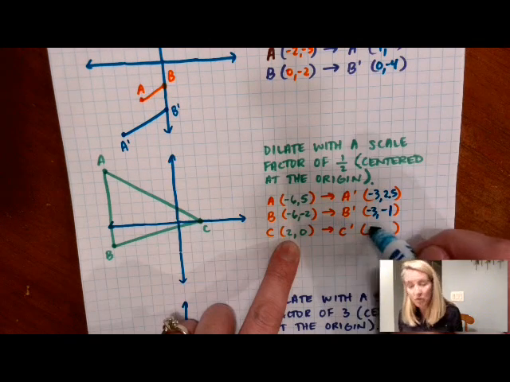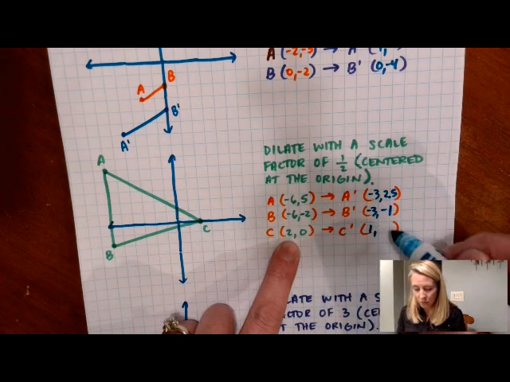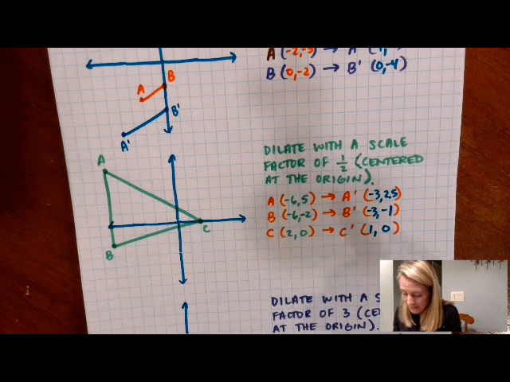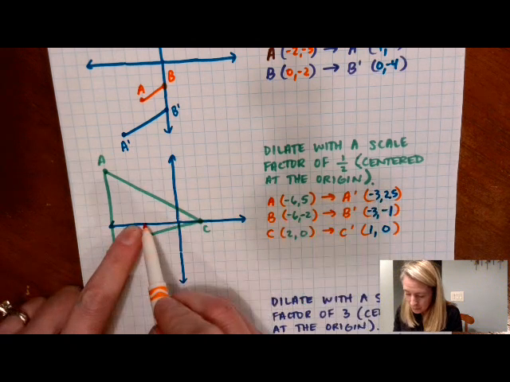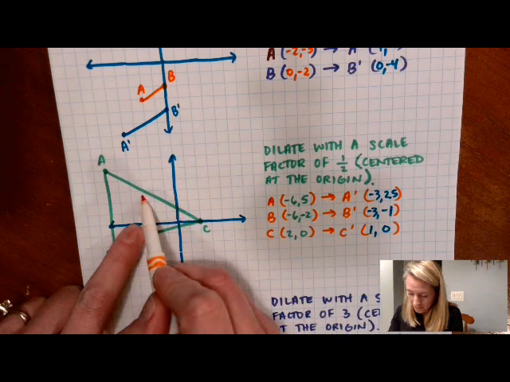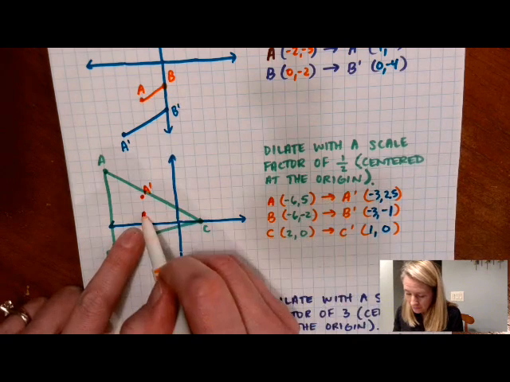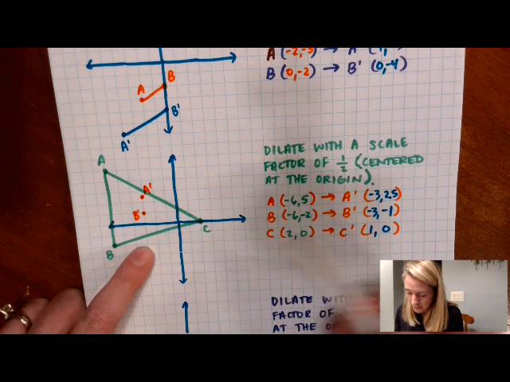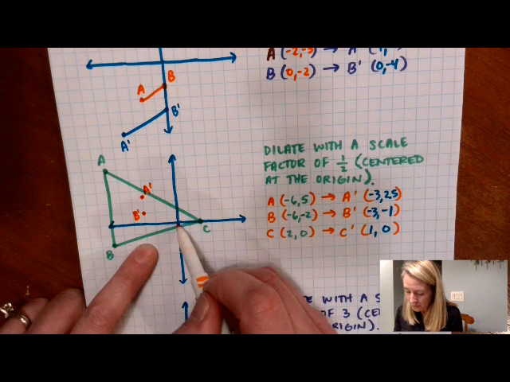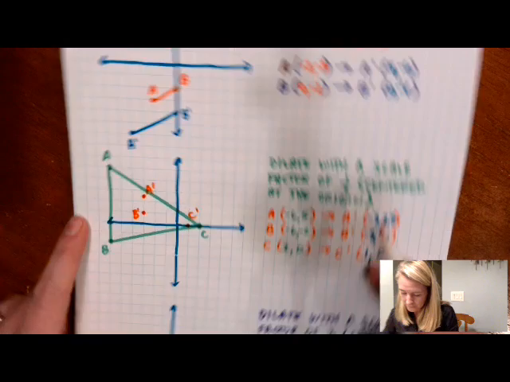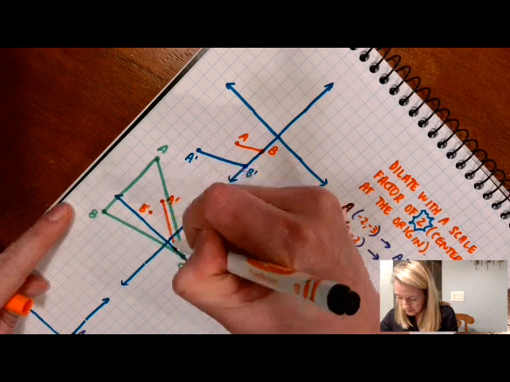So now I've got new points to mark on my coordinate plane. A prime is (-3, 2.5). B prime is (-3, -1). And C prime is (1, 0). So I'm going to connect these.